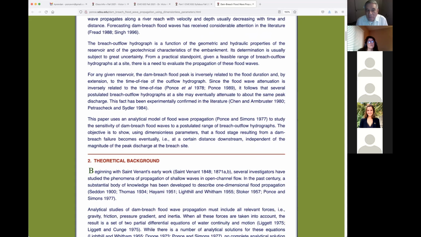It follows that several postulated dam breach outflow hydrographs may eventually attenuate to about the same peak. In other words, what's this for? What are we doing this? Well, basically, we do not know the outflow breach because the value of the discharge that breaches, we do not know. Because in order to do that, we would have to know the dynamic erosion or erosive conditions on the dam. And that's not known. Why is it not known? Because it's on the verge between hydraulics and soils, and we just don't know how to do that.